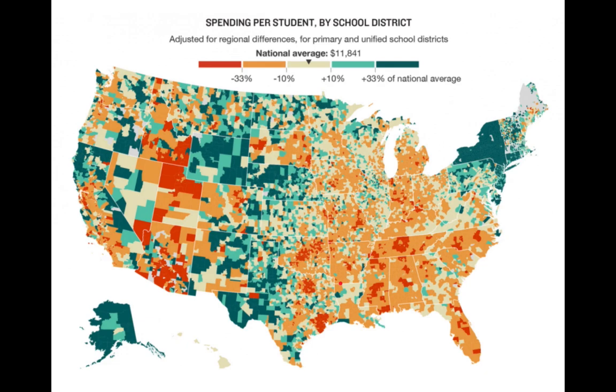The same is true for maps, where we have, in this case, a stepwise diverging color scale for student spending in the US.